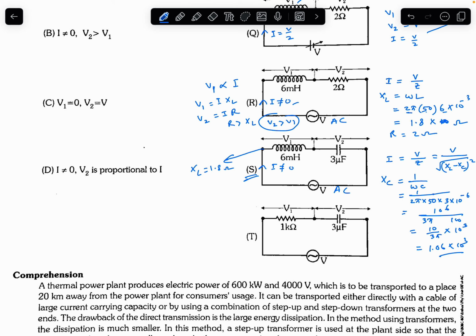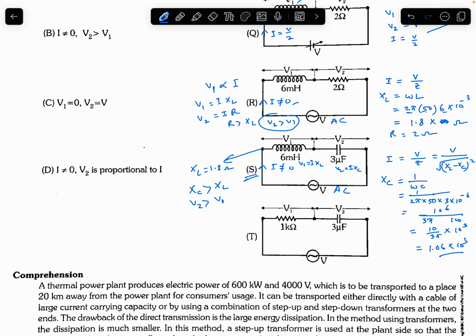So here obviously XC is greater than XL. So that means V2 is greater than V1. Okay. V1 will be what? I into XL. V2 will be what? I into XC. So definitely V2 is greater. Correct? Okay.